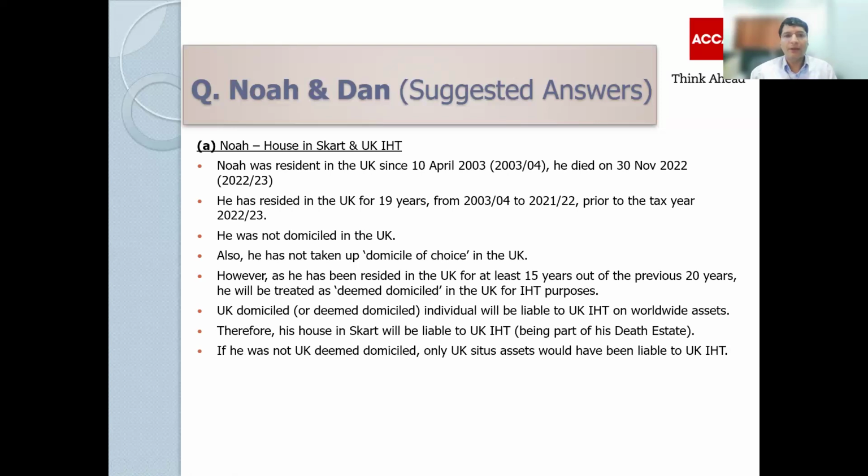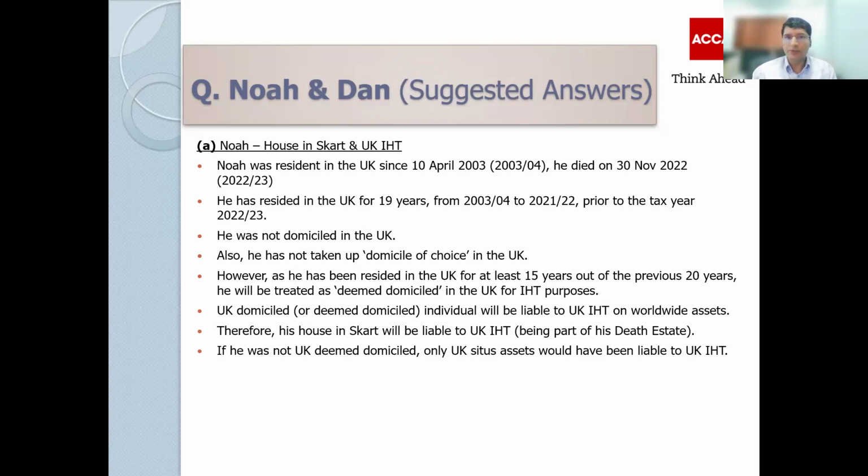So the second part, well, I carried on here. If he was not UK domiciled, only UK situs. UK situs means UK situated, and you can always use this technical word situs. UK situs assets would have been liable to UK inheritance tax. So what he's saying is, if he was not UK deemed domicile, then his SCART house won't be liable to UK inheritance tax. You don't have to go up to that. It's just for completeness and for the knowledge, I have expanded a bit further.